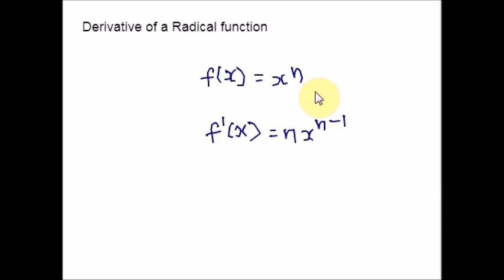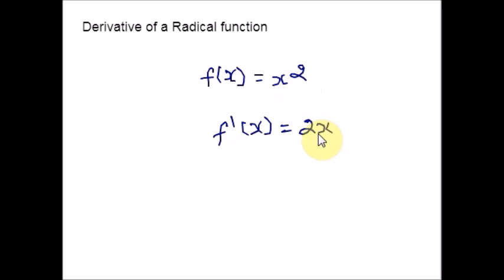First, I am going to take x squared. The derivative of x squared is just 2x. For example, if you take f of x as 3x squared, its derivative would be 2 times 3x, which is equal to 6x. Am I right?